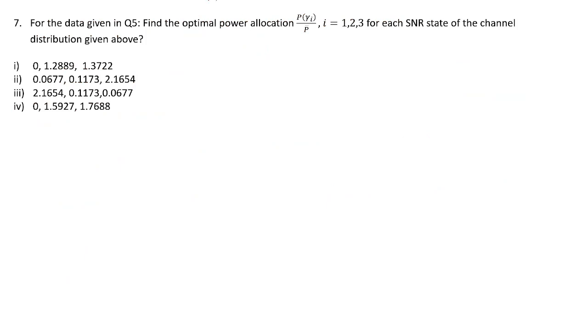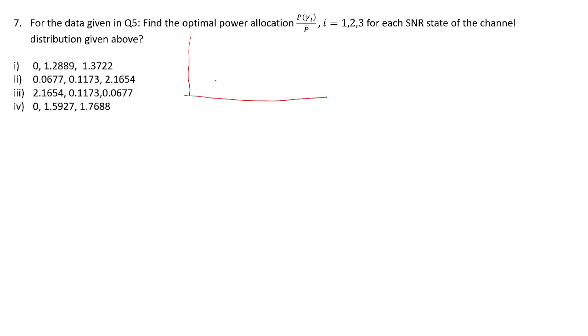Let us move to the next question. The data is again drawn from question 5. However, we are interested in optimum power allocation for each SNR state of the channel distribution given above. Correct? This gamma 1, 2, 3 refers to the channel distribution at different time instants. So basically the optimal power allocation strategy is somewhat like that.